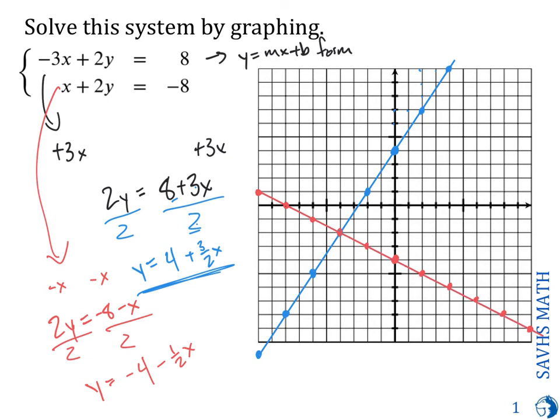Where is the solution? The solution is where the graphs intersect. So the solution is the point negative 4, comma, negative 2. This is the x value, and this is the y value. So if I'm asking you what is x, what is y, then I need you to tell me x is equal to negative 4, y is equal to negative 2. You can also give me the coordinate point negative 4, negative 2 as your solution.